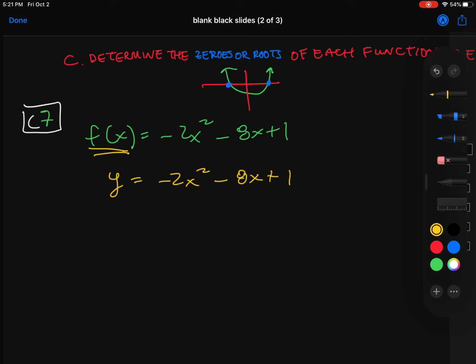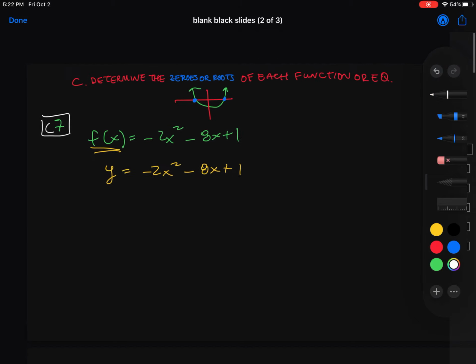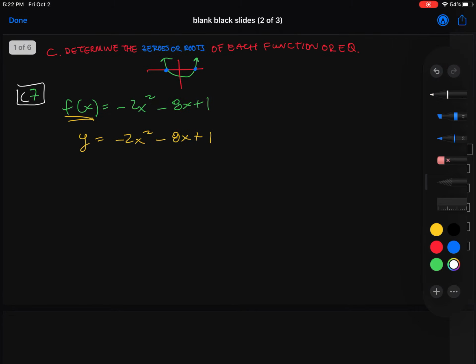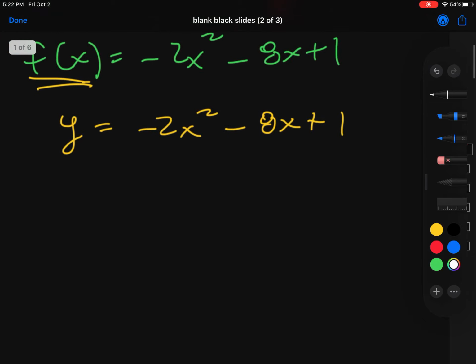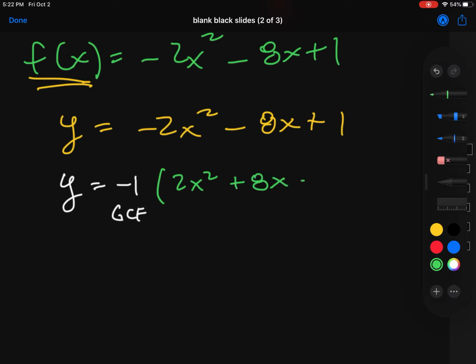Okay, what's the easiest way to solve quadratics? You can try factoring. Now, it's not fun factoring a problem that has a leading coefficient of negative. So you can just take out a negative 1 as your GCF. And let's see, we do the opposite sign. So we have 2x squared plus 8x minus 1. Did you notice I changed all those math operations? Why did I do that? Because if you multiply negative 1 times 2x squared, you get this. Negative 1 times this, you get negative 8x. And negative 1 times negative 1 gives you a positive 1.